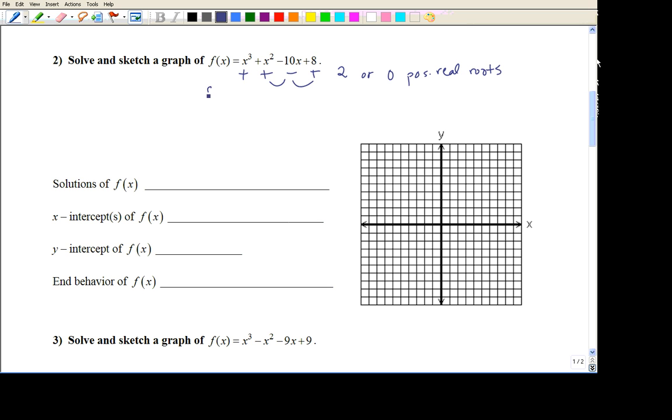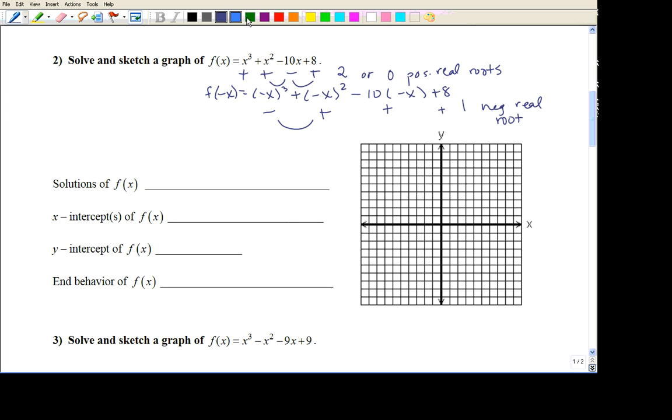Then I will look at f of negative x, and when I plug in that negative x, I'll look at those signs. And so this first thing, a negative to an odd power is negative, a negative to an even power is positive, negative times a negative is positive, and then the last sign is positive. So we only have 1 sign change, so that means we only have 1 negative real root.